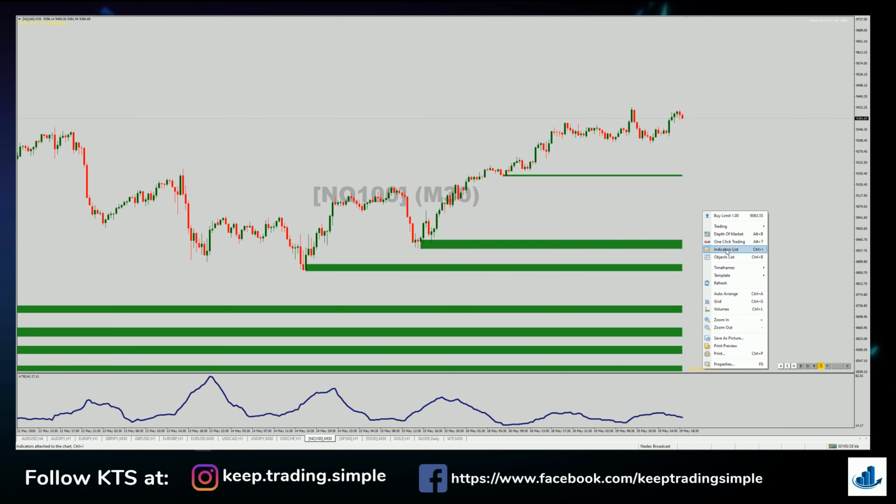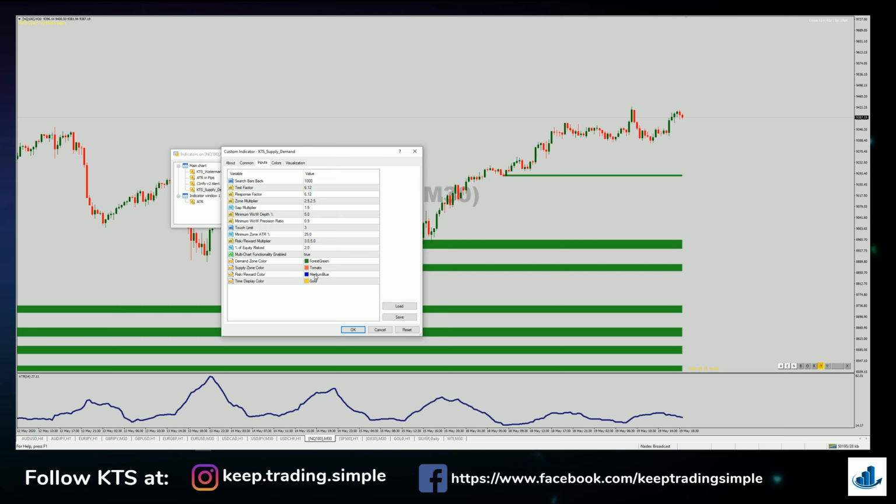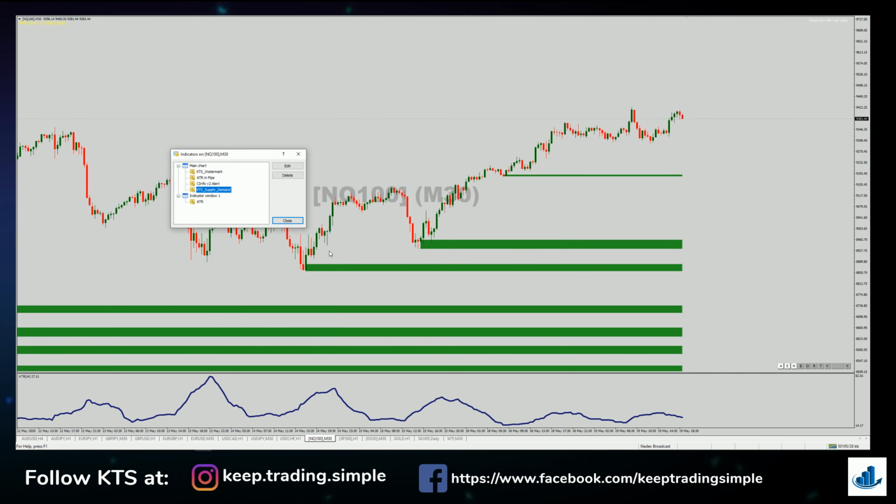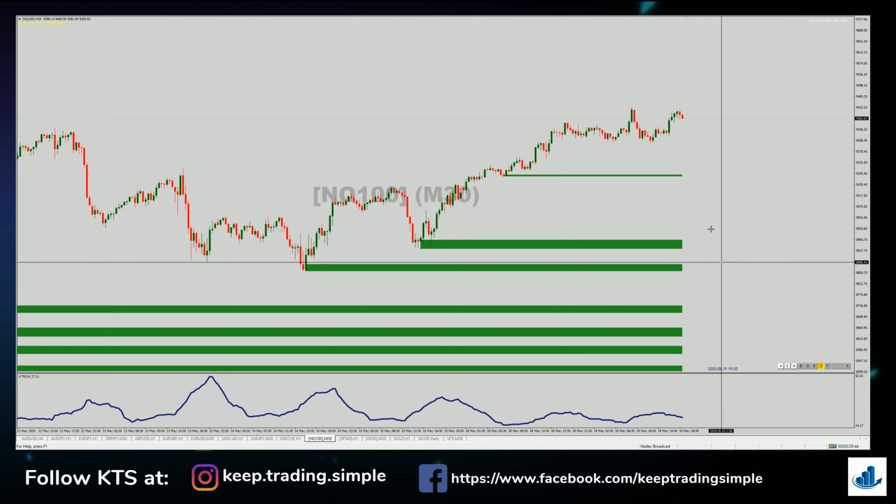Actually, it's going to drive me crazy. Let me do it again. One more time. It's this one right here. I need to change to a dark color. There we go. Now I can see.